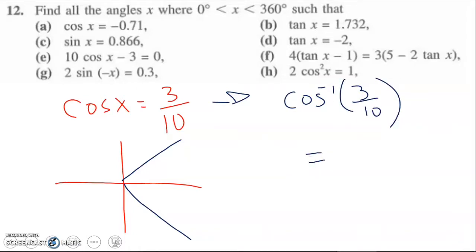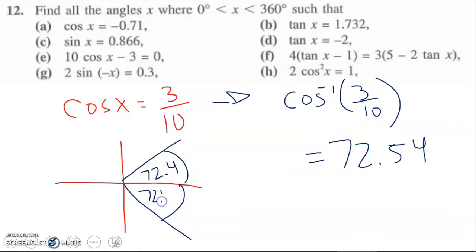And you'll end up getting the value, what do you get? So shift cos, you get the value of 72.54. Again, that's also your base angle. You're always going to have a base angle and theta the same in Q1. You know that's also the base angle in Q4.